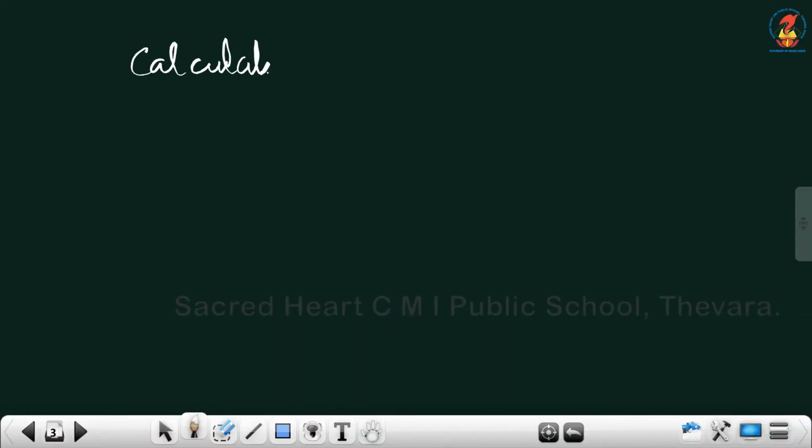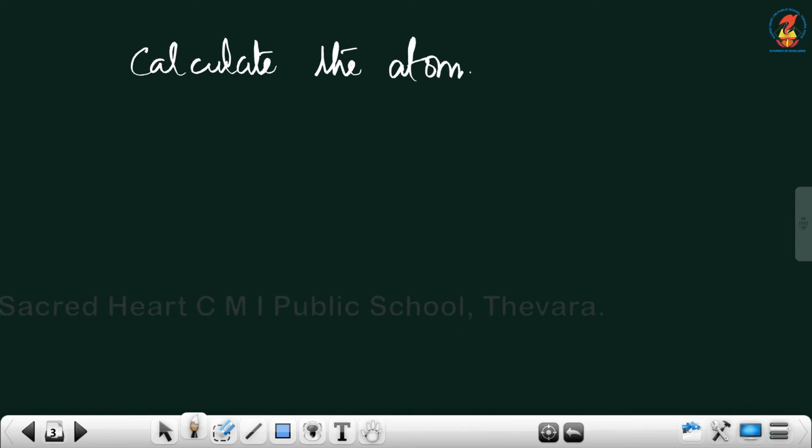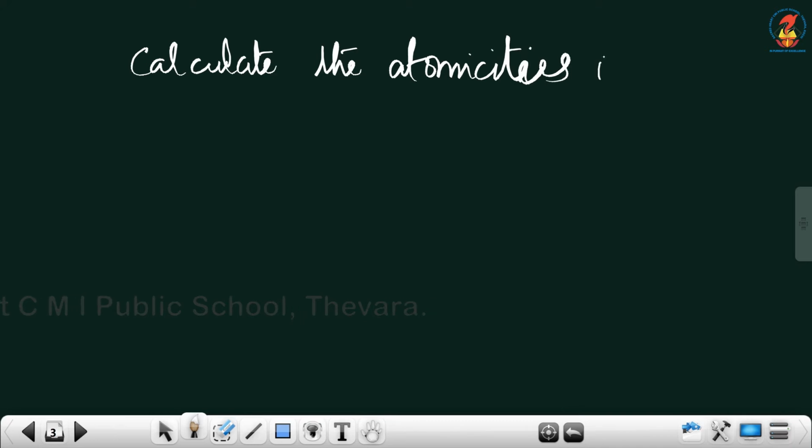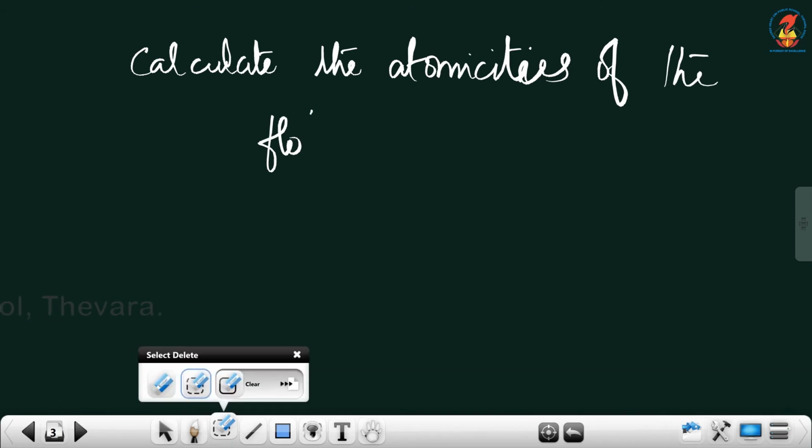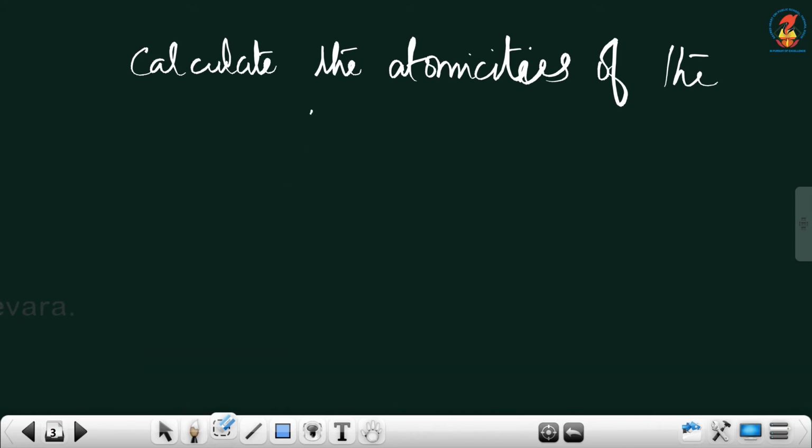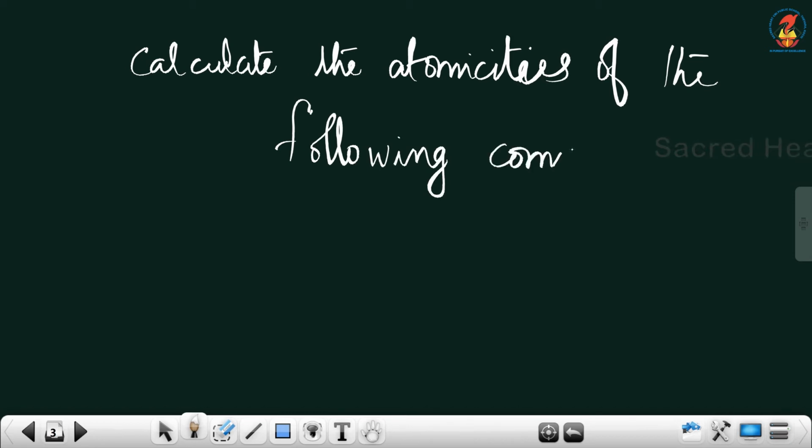Calculate the atomicities of the following compounds. We can see 2-3 examples.